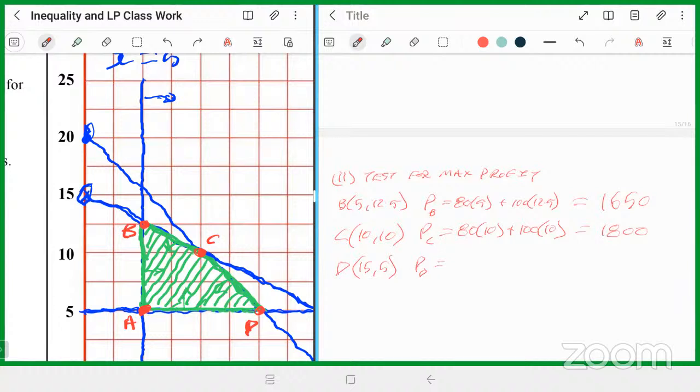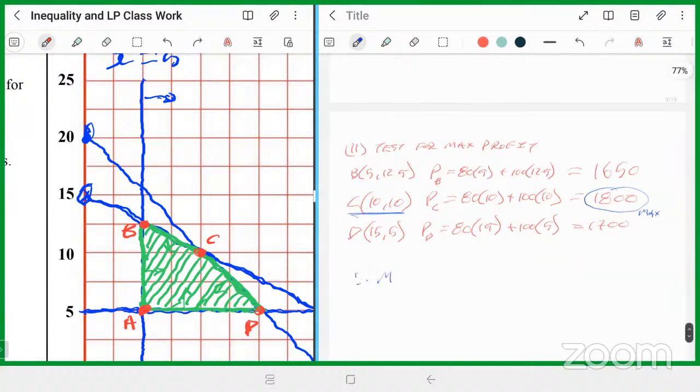Profit at D would have been 80 times the 15 plus 100 times the 5. I think this one was $1,700. And so the maximum profit is this figure, the maximum profit at this point, 10 and 10. So you're going to write: Therefore, maximum profit is, and put the dollar sign, $1,800 when 10 phones and 10 readers are sold.